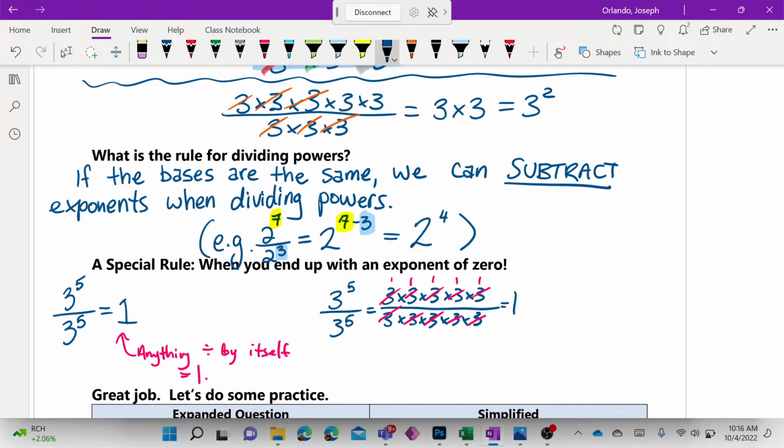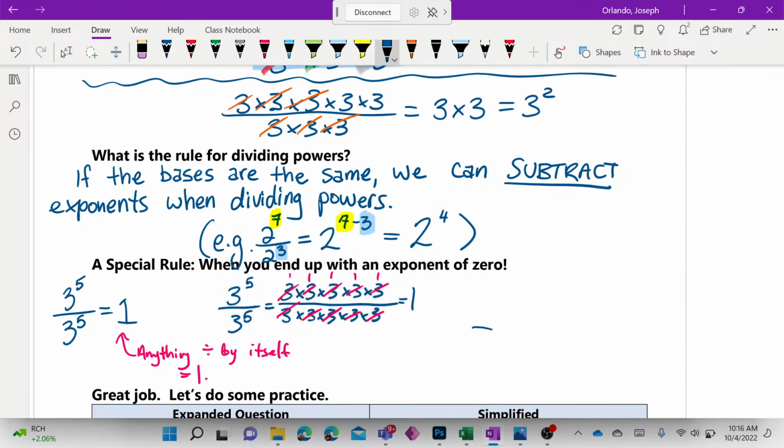Cool. But here's the thing. If we use our rule, what would it have given us? 3 to the 5 divided by 3 to the 5. If I use the rule, it should be 3 to the exponent 5 minus 5, which is 3 to the exponent 0. And yet we know, what does this have to equal? 1. Has to equal 1. So this gives us a new rule.